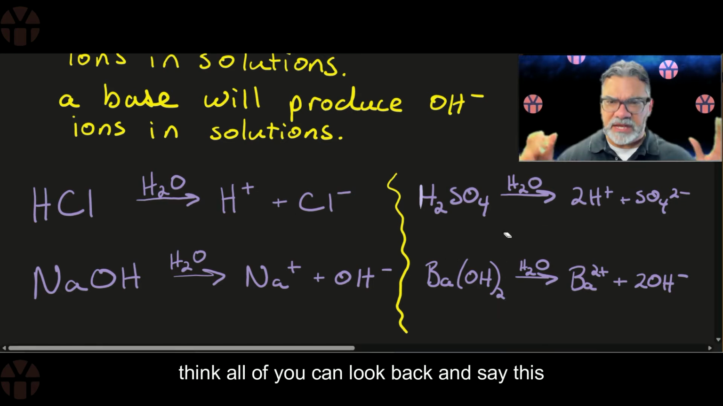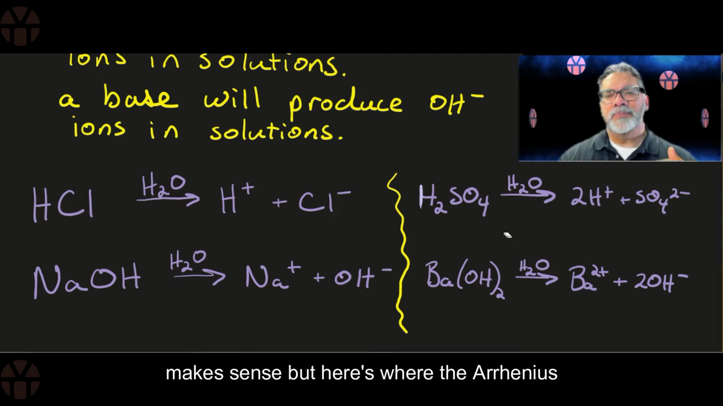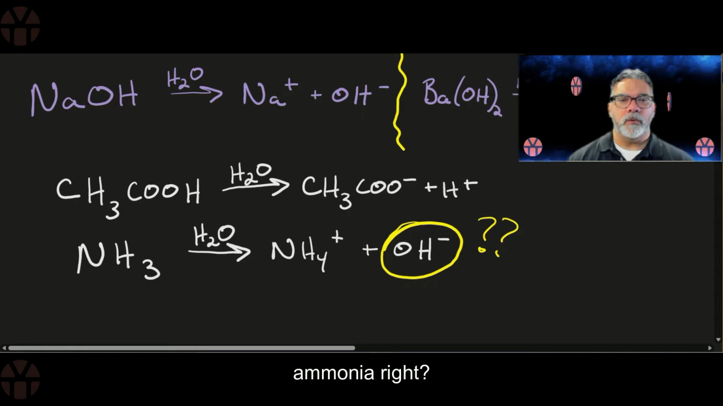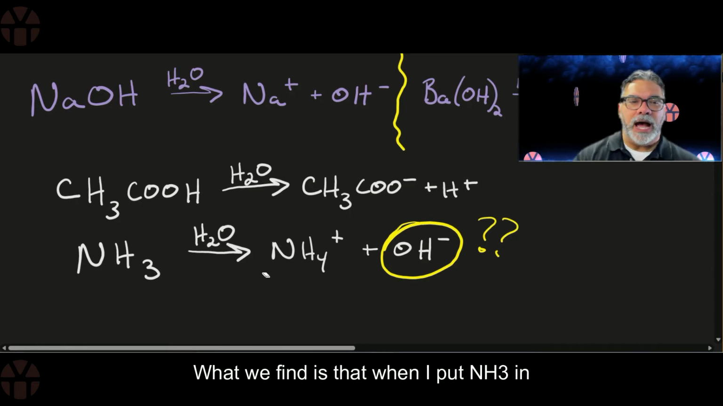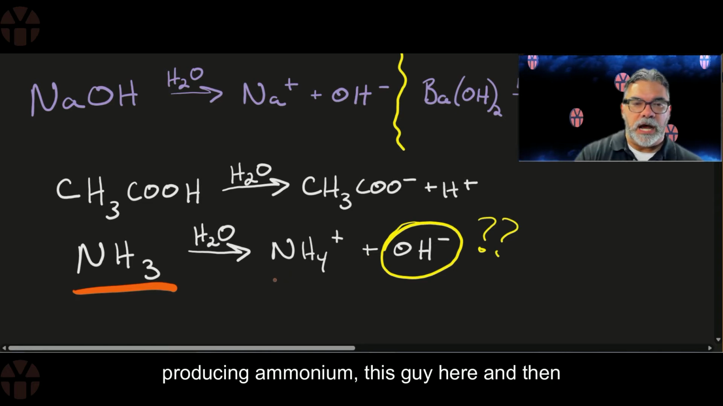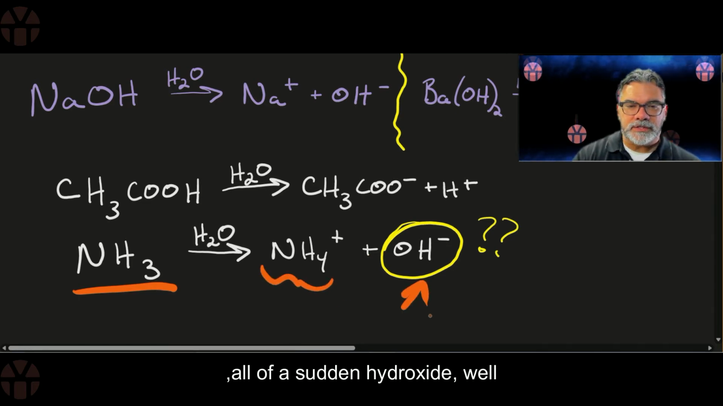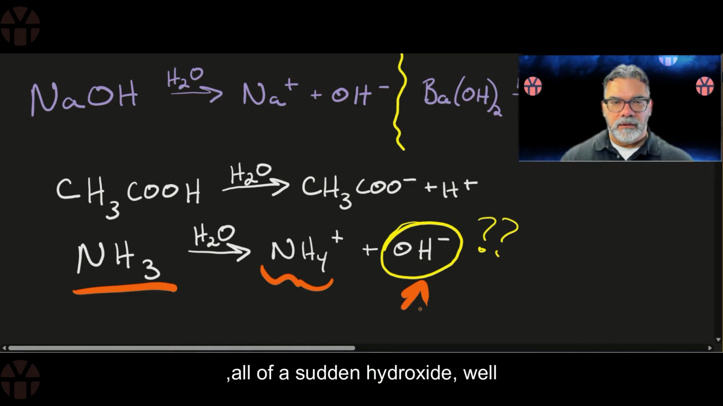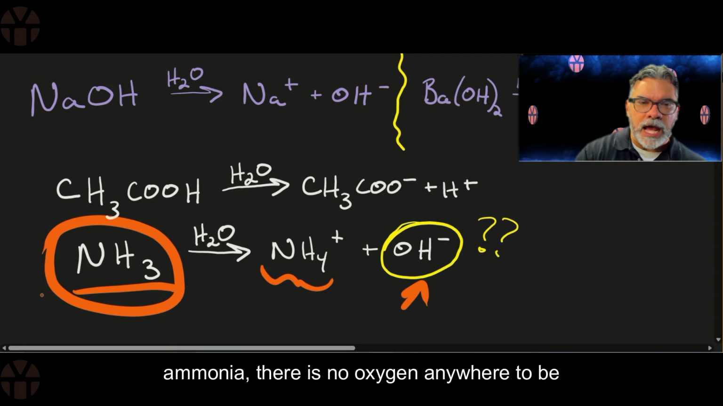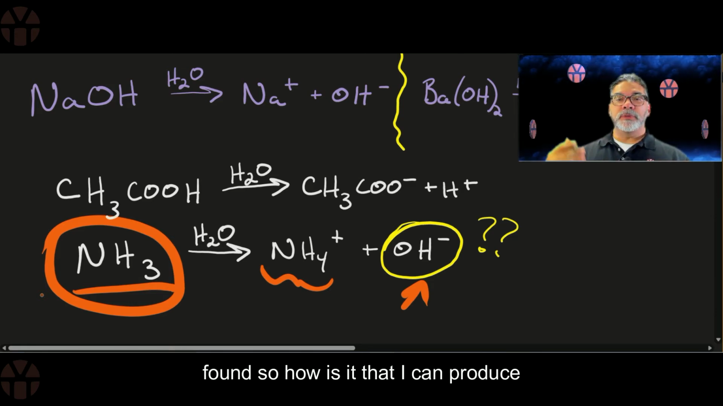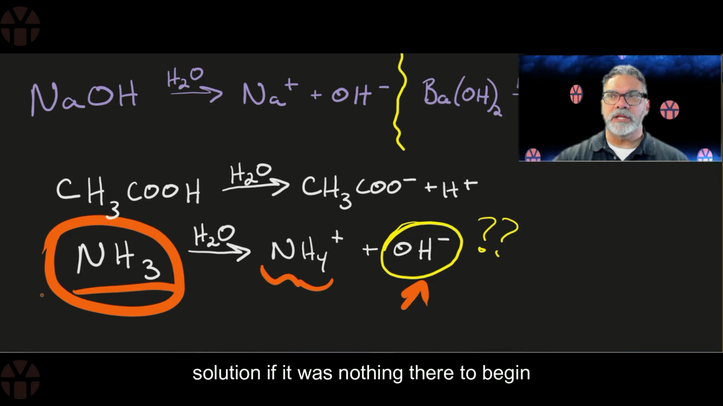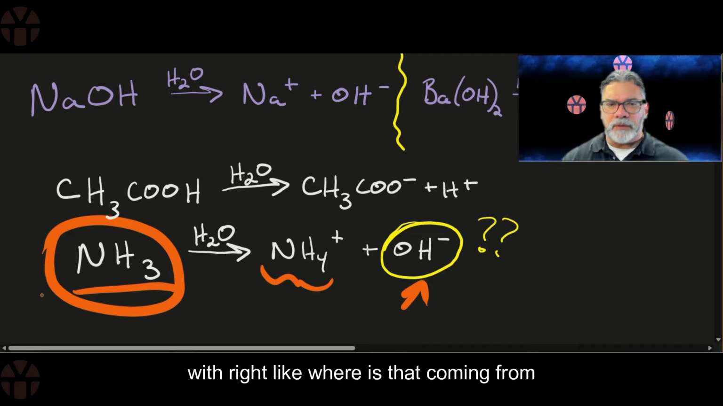So far so good. I think all of you can look at this and say, this Arrhenius guy, he's onto something. It makes sense. But here's where the Arrhenius definition starts to fall apart. What happens when I have a substance like ammonia? When I put NH3 into water, I'm going to end up producing ammonium, and then all of a sudden, hydroxide. Well, where did that come from? Because if I look closely at my ammonia, there's no oxygen anywhere to be found. So how is it that I can produce excess hydroxide in a solution if there was nothing there to begin with? Where is that coming from?